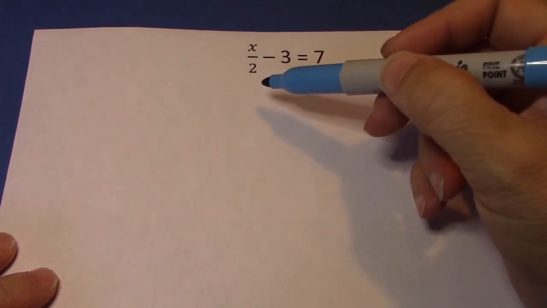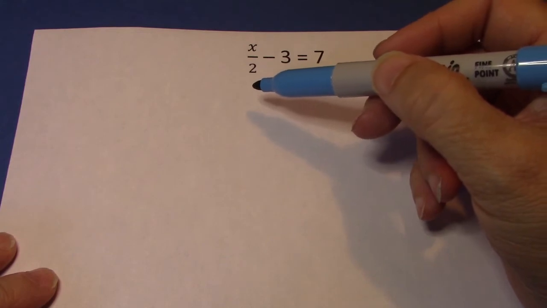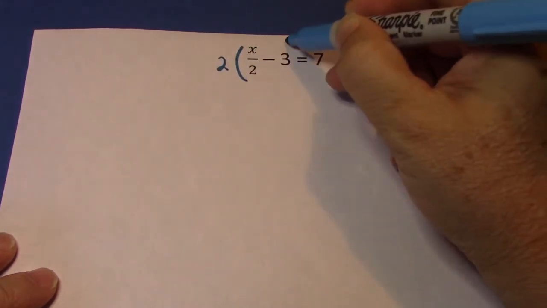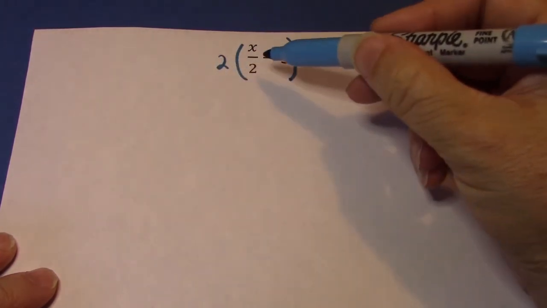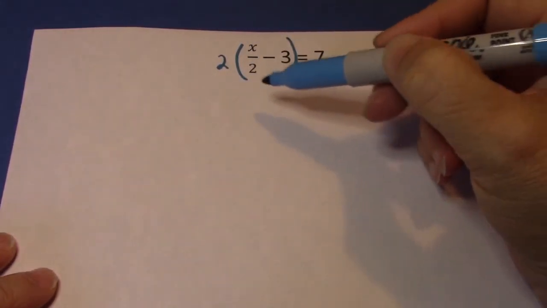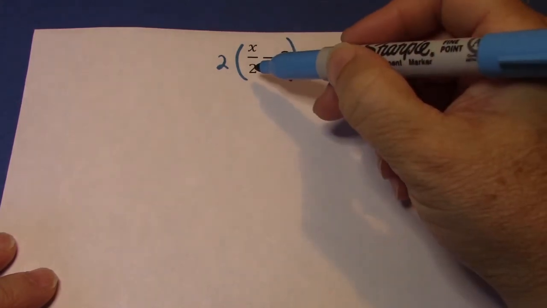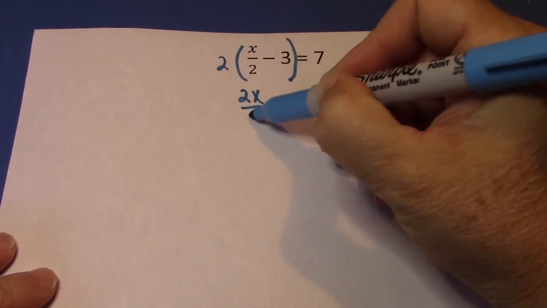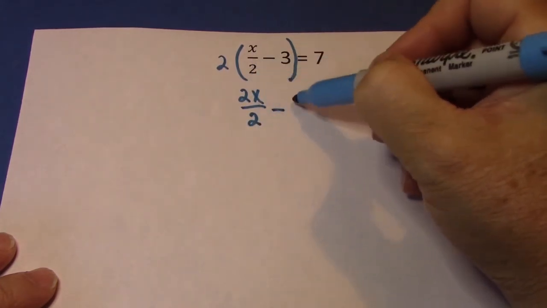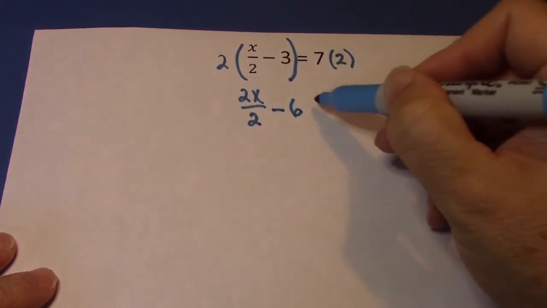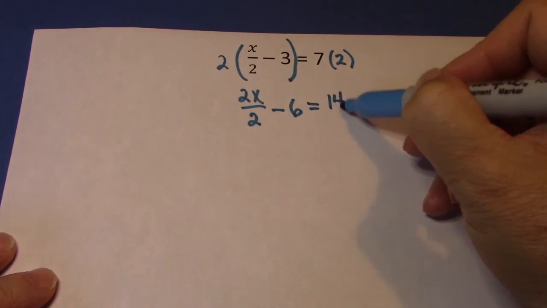If I decide to undo this division first, and I want to multiply both sides by 2, I have to remember that I have to distribute 2 on the whole thing. I can't just multiply this term by 2. The whole side of the equation needs to be multiplied by 2. So here, this would be 2x divided by 2 minus 6, right? And now I've got to do the same thing on this side, equals 14, 7 times 2.